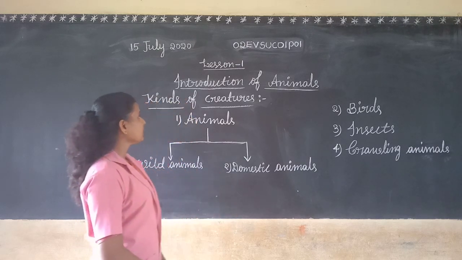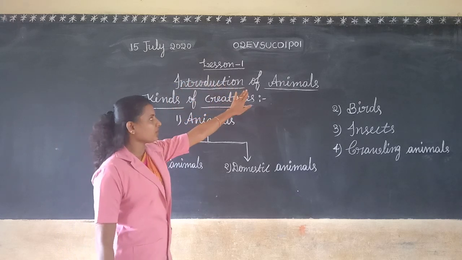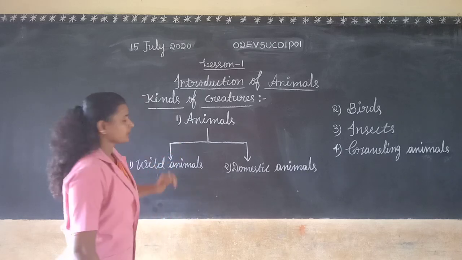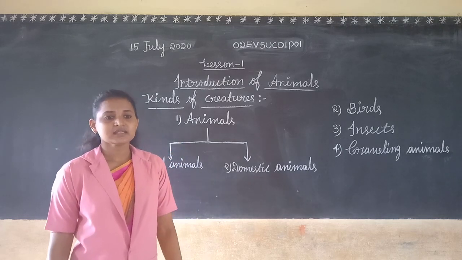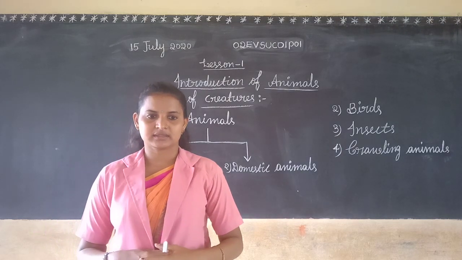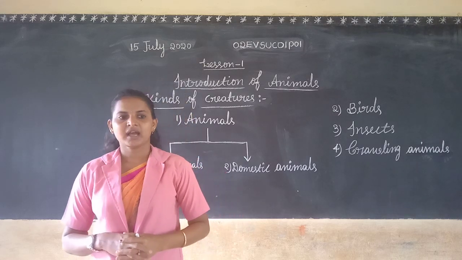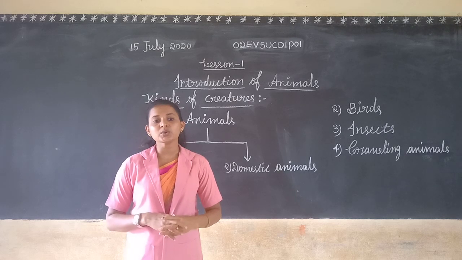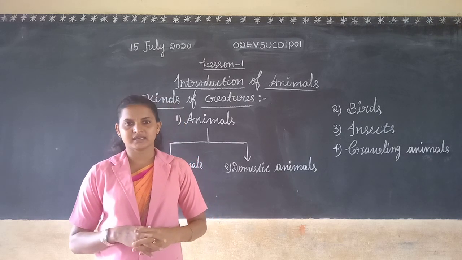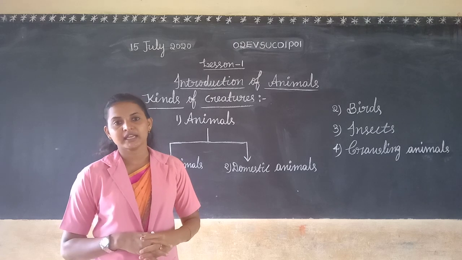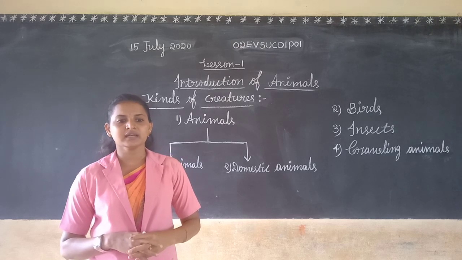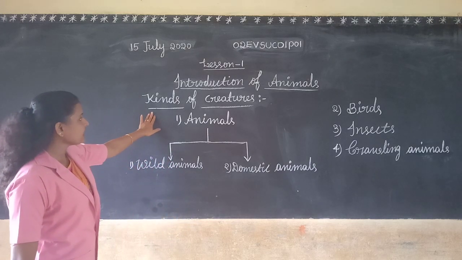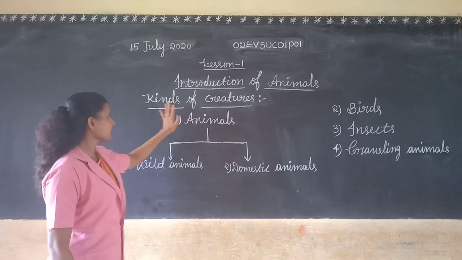Today we are going to learn about introduction of animals. All animals are different colors, different shapes and different sizes. The word animal includes a variety of living creatures. Now we are going to learn about kinds of creatures.